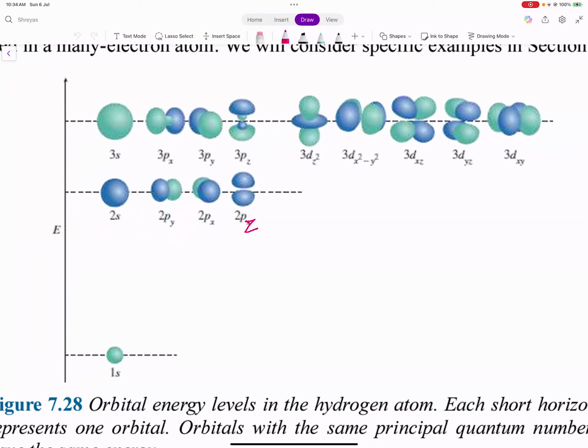So how do you get the 3d z square, 3d x square minus y square? That is beyond your scope for the moment, but I'll show you, don't worry. You have heard about complex numbers a bit? So there is something called linear combination. We do linear combination of complex numbers. These wave functions are complex wave functions, not the simple things, but we'll come to this.